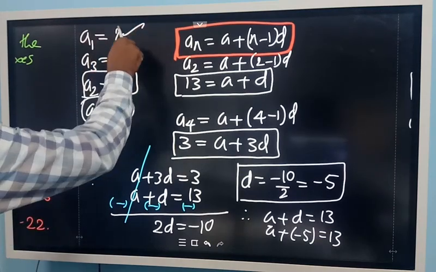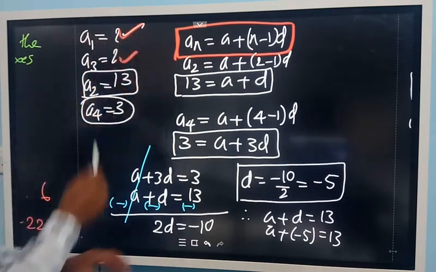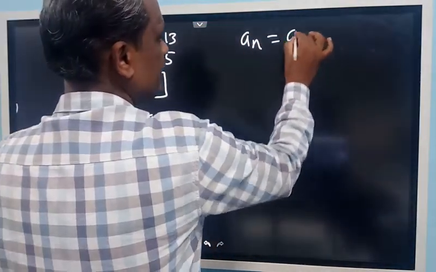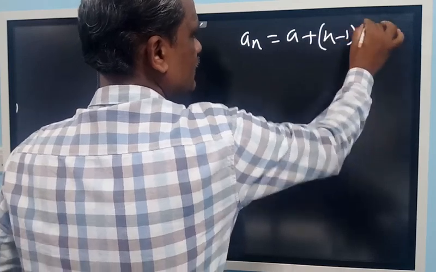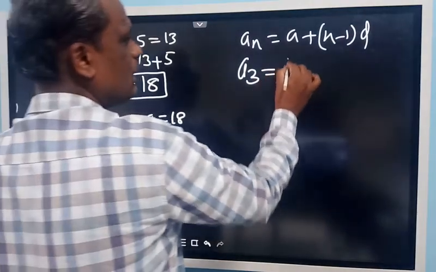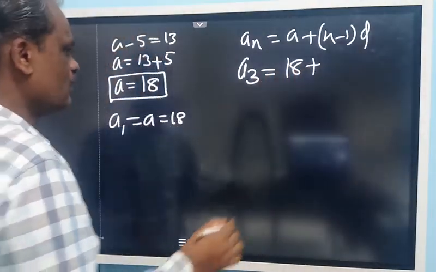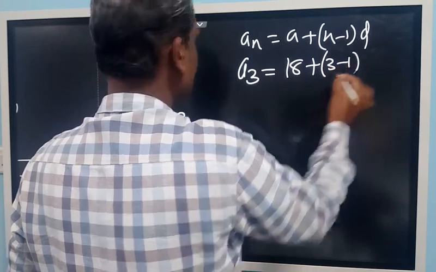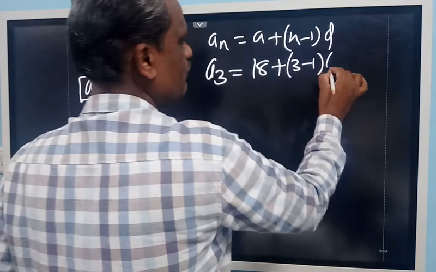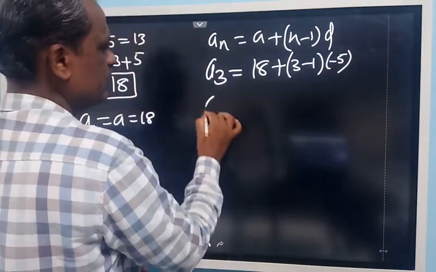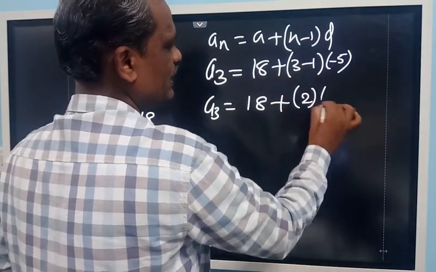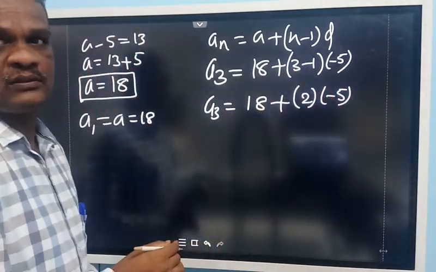We have found out A1. We need to find out the third term. Use the formula An is equal to A plus (n minus 1) into D. So A3 is equal to the A value you have found out already, use that one. 18 plus (3 minus 1) into the D value you have also found out. It is minus 5. You can write it inside the bracket because it is a negative number. So A3 is equal to 18 plus 2 into minus 5. 3 minus 1 gives you 2.